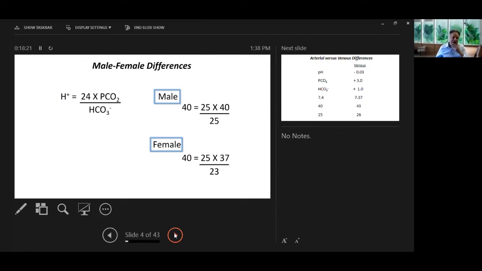So it's harder to get a steady state in a female because there are dynamic changes throughout the cycle, because progesterone drives the ventilatory center and changes the alveolar ventilation and then changes the PCO2. But in general, the average is sort of 37 in a typical female. Next slide.